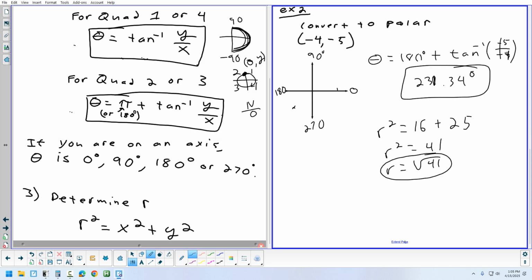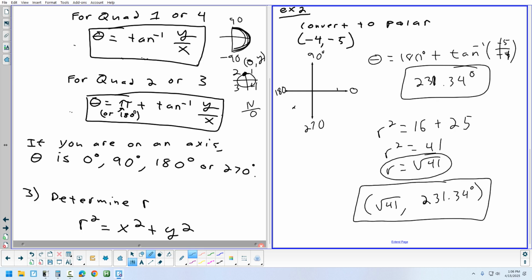Okay, so the final answer is R, comma, theta. And that's how you change it from rectangular to polar. Okay. Any question on that?